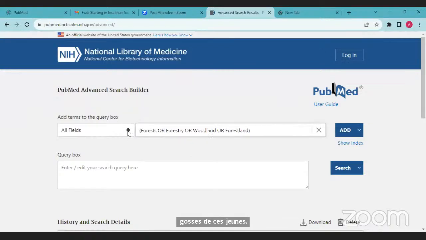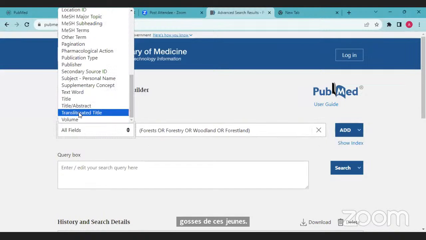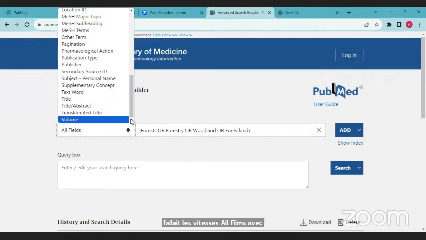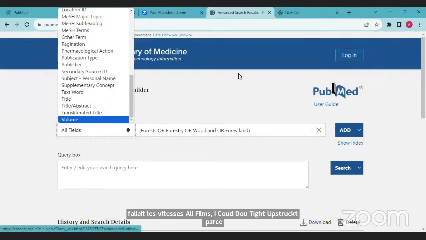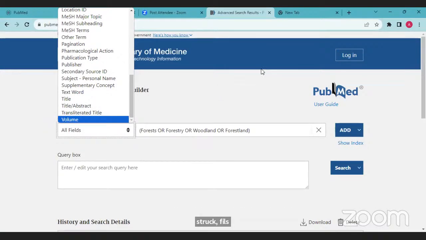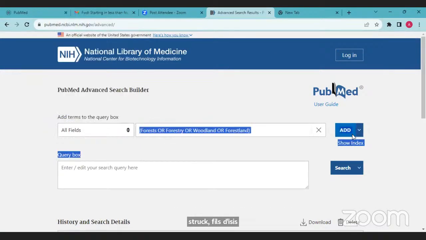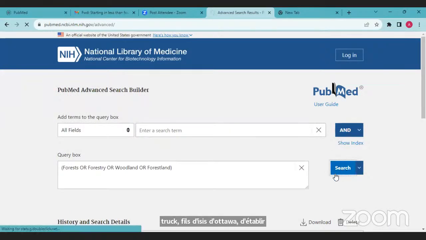If I leave it as all fields, I will definitely get more. I could do title abstract, but for the purposes of our exercise, our demonstration, since this is not the right database, we may get 0 later on. So let me just leave it as all fields. And then I run the search.